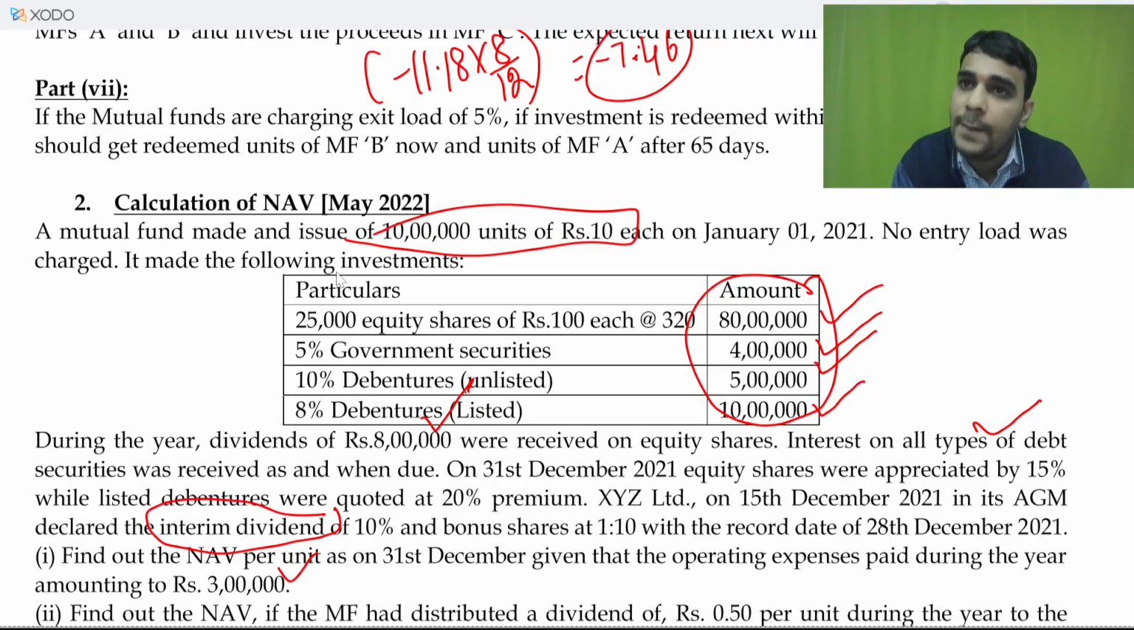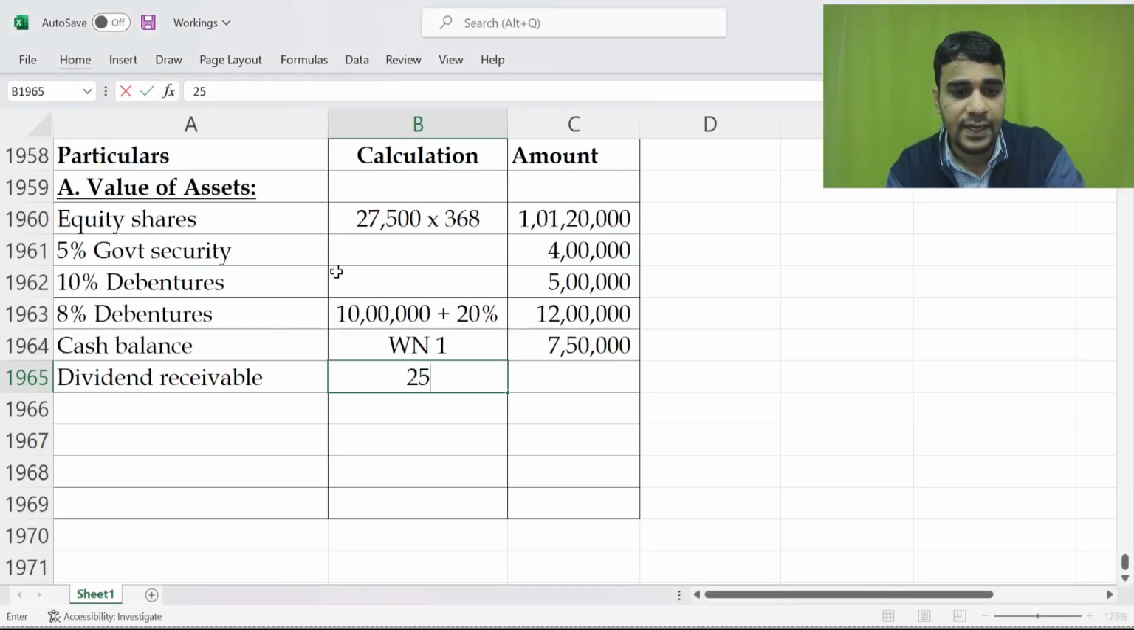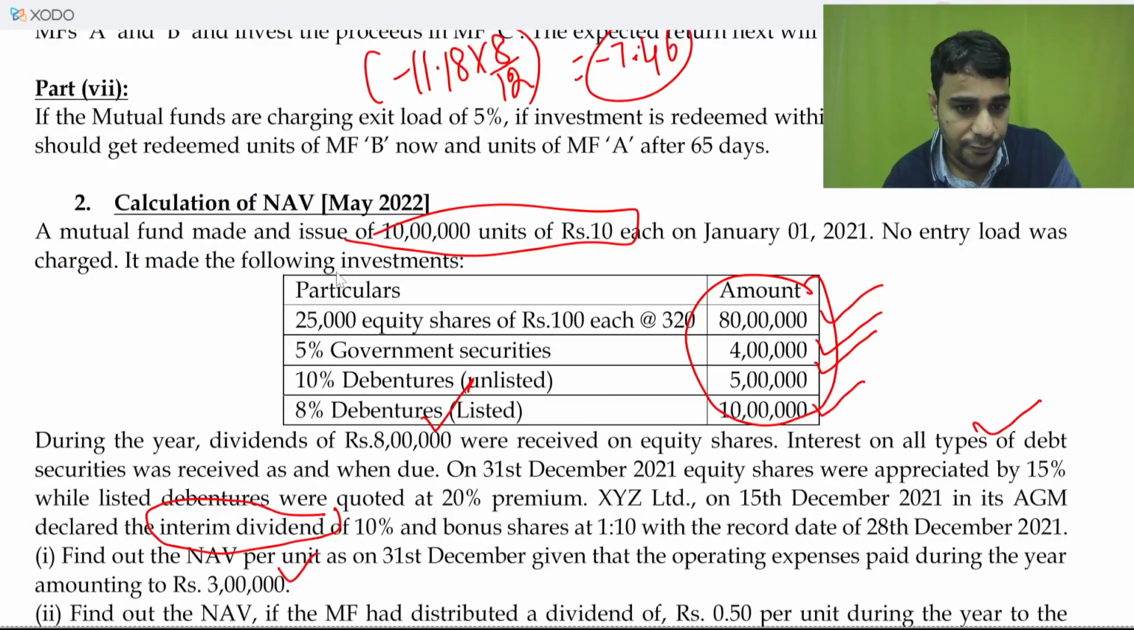We had done one problem like this in the security valuation where they said bonus issues in the ratio of 1:2, and I said that for that year when the bonus was declared, we will not consider dividend extra. From next year onwards, we will end up considering extra dividend. So my dividend receivable is 25,000 shares into 10% of face value.